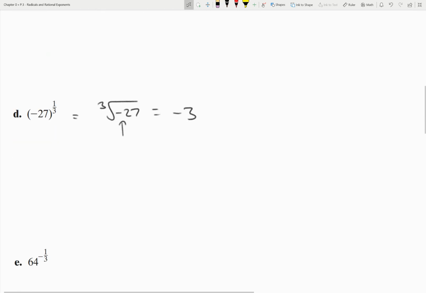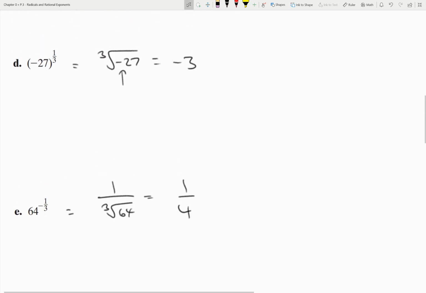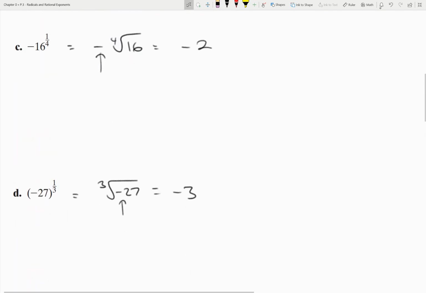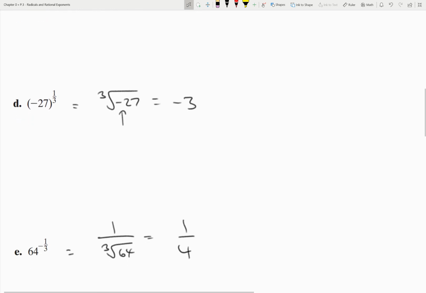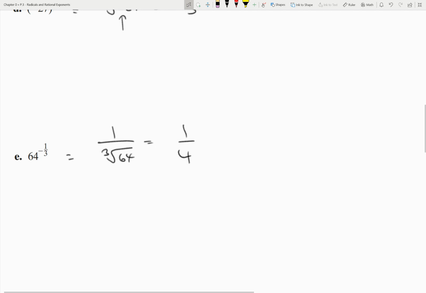Finally, remember that negative exponents mean fractions. So this means 1 over the cube root of 64. Okay? And the cube root of 64 is 4. So this is 1 over 4. Okay? So negatives on the base do something to make it negative. Negatives in the exponent make it a fraction. Let's try those again.